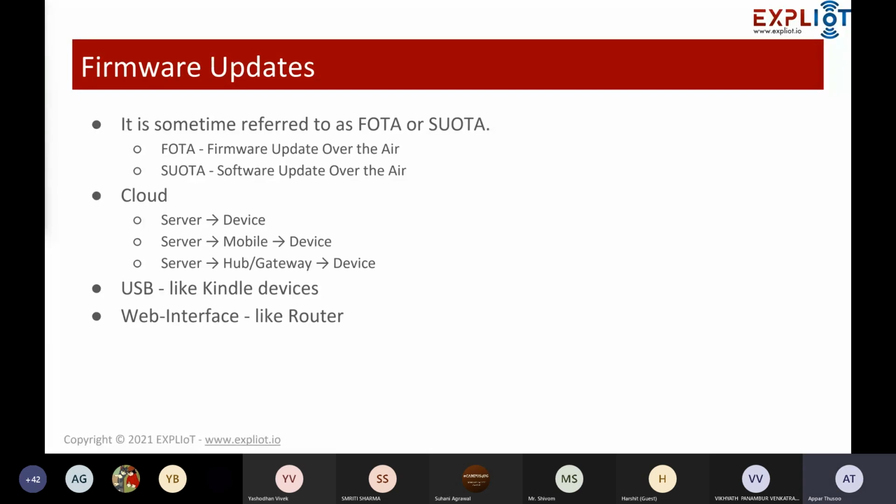Then something called firmware updates. Firmware updates are referred to as FOTA or SUOTA. FOTA stands for firmware update over the air, which is a common way of referring to a device getting a firmware update. Even on our mobile devices, we have notifications for FOTA. IT devices can update firmware in various ways, but the most common and widely used way is via the cloud.